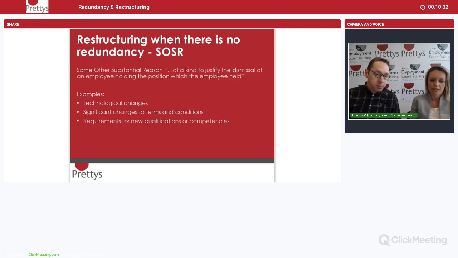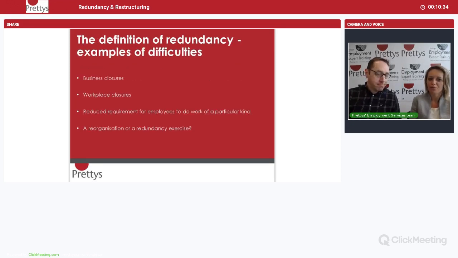Yeah. Sorry, could we just skip back so I can finish off on reduced requirement for employees to do work of a particular kind? This is discussed quite a lot with our clients. The classic examples of this is, you've got less work, so you need less employees, or you might actually have the same amount of work, but you need less employees to do it. And that's obviously where you're consolidating roles.